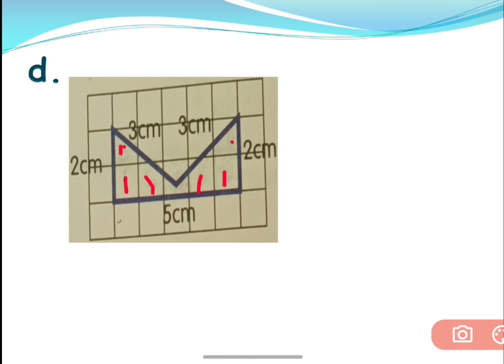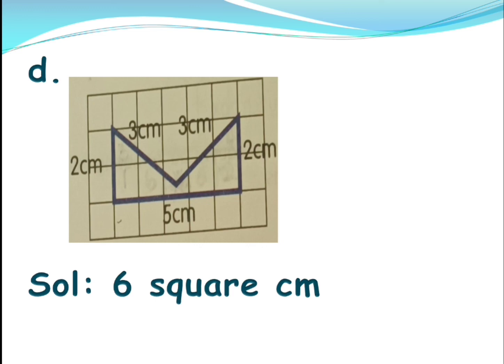So this you will ignore because it is less than half. Okay, and this also you will ignore because it is less than half. This also you will ignore because it is less than half. So how many did we get? 1, 2, 3, 4, 5, 6. You got 6. So you will write 6 square centimeters. Okay, children. So in this way, you need to count the number of squares for any given irregular shape on the square grid. Okay, children.